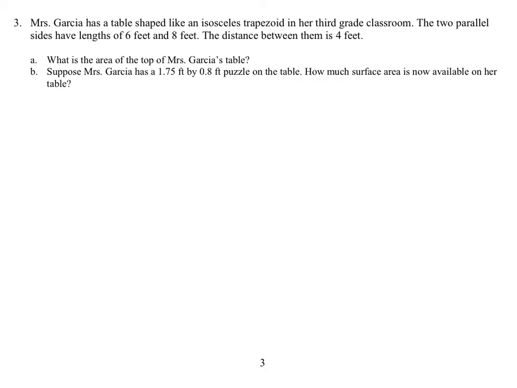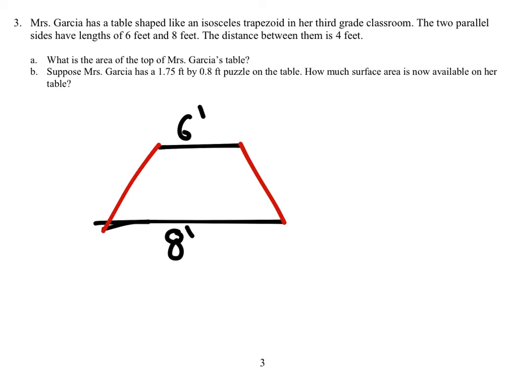Miss Garcia has a table shaped like an isosceles trapezoid. The 2 parallel sides have lengths of 6 foot and 8 foot, and that's what makes a trapezoid. A trapezoid has 2 sides that are parallel like these two. This one will be 8 foot, this one can be 6 foot. And we've got these 2 sides as well. It says that the height of the trapezoid is 4 foot, which makes a right angle.